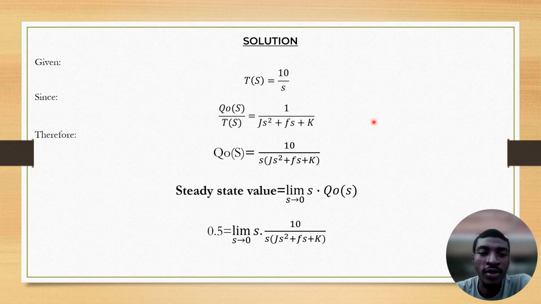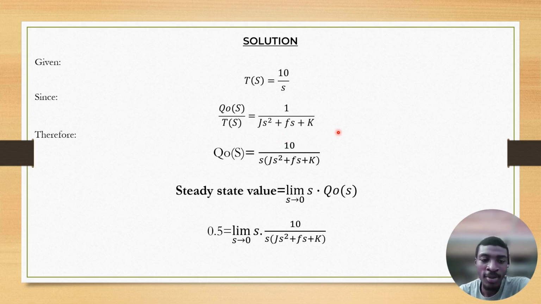All right. So now that the question has been introduced, let us begin solving the problem. We are told that the system receives a step input torque of 10 Newton meters. In control systems, when we work in the Laplace domain, a step input of magnitude A is represented as T of S equals A over S. Since the magnitude is 10, the input becomes T of S equals 10 over S. The transfer function of the system is given as 1 over JS squared plus FS plus K.